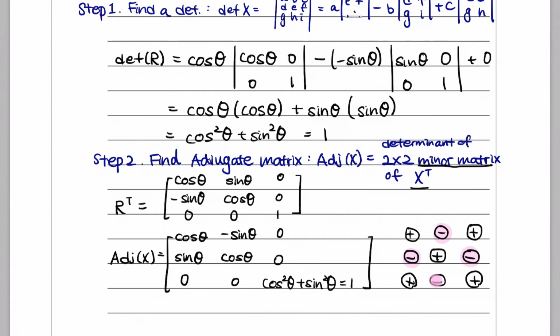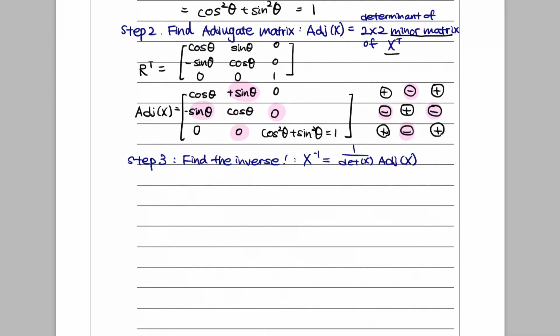So here, these 4 positions need to convert their sign. So that, and that. So this becomes plus and that becomes negative. Okay, so that's the end of the adjugate matrix. Okay, step 3 is actually finding the inverse matrix.